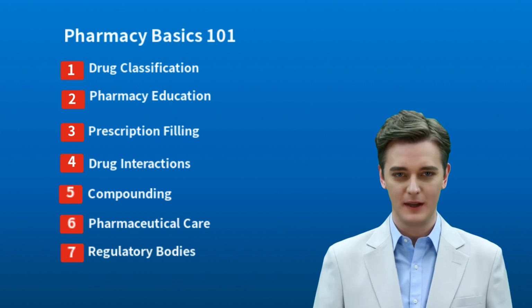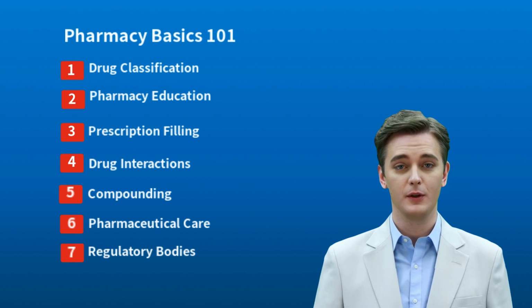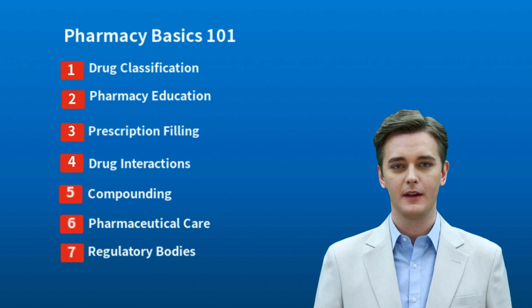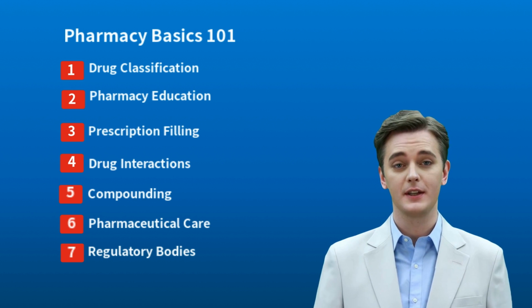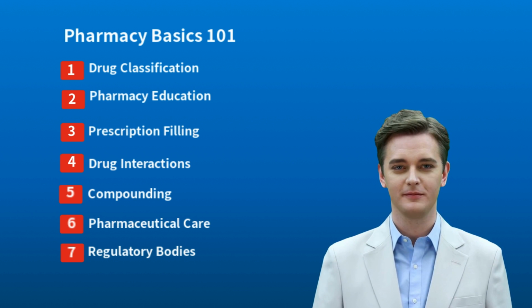Pharmacy is the science and practice of preparing, dispensing, and reviewing drugs and providing pharmaceutical care to patients. Here are some basics of pharmacy drug classification. Drugs are classified based on their chemical and therapeutic properties. They are classified into different categories like antibiotics, antacids, analgesics, and more.